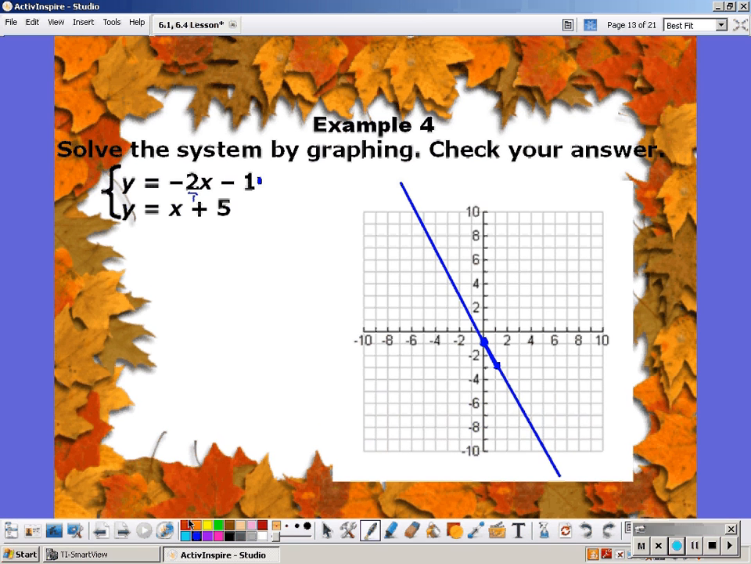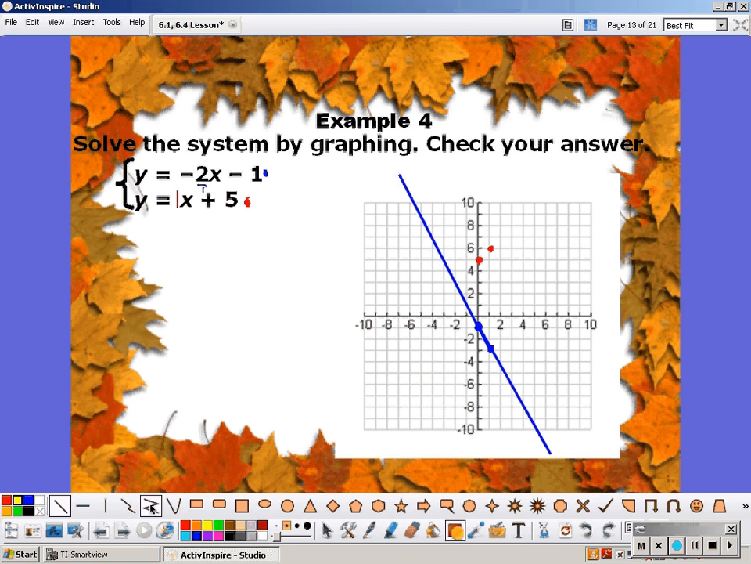And then let's do this other line in red. Our y-intercept is 5, so we go up to the 5. We put a dot there. And our slope is 1. So we go up 1 and to the right 1, and we put another dot. And then we connect our dots as straight as we can.